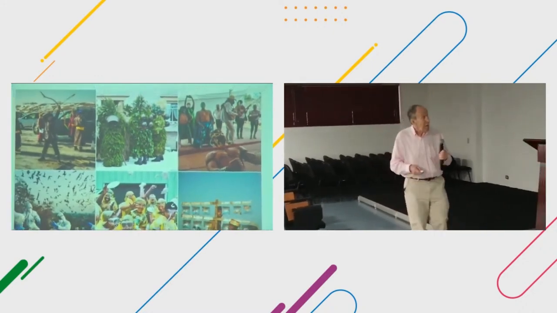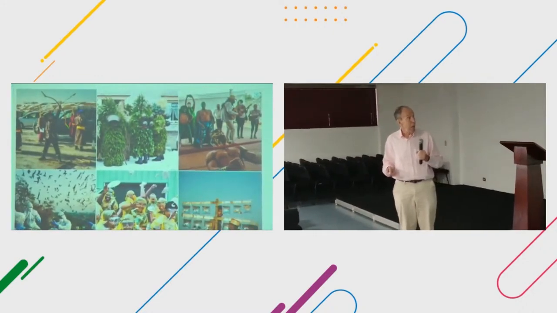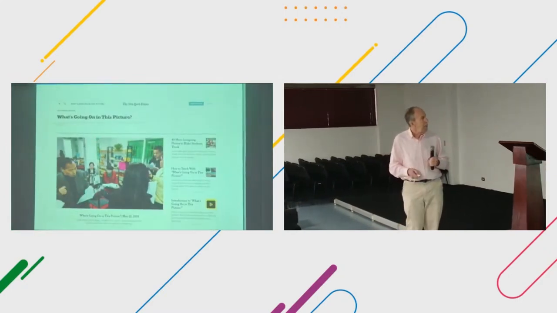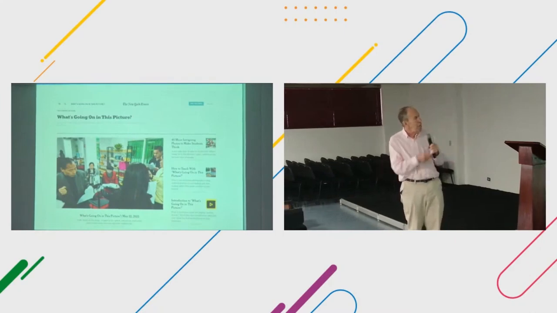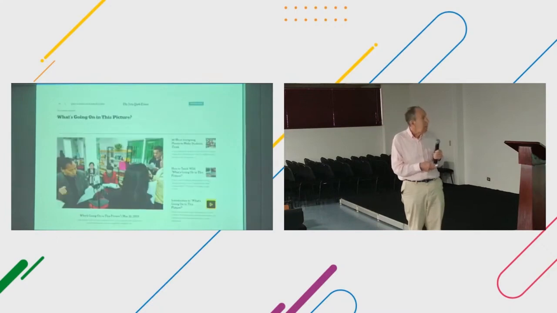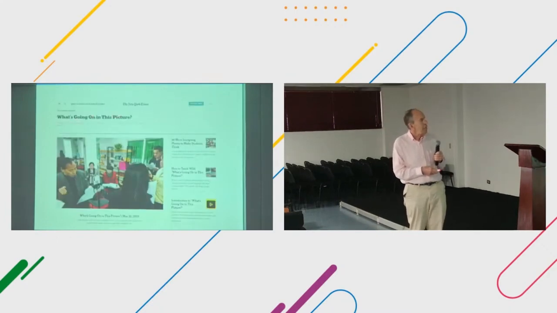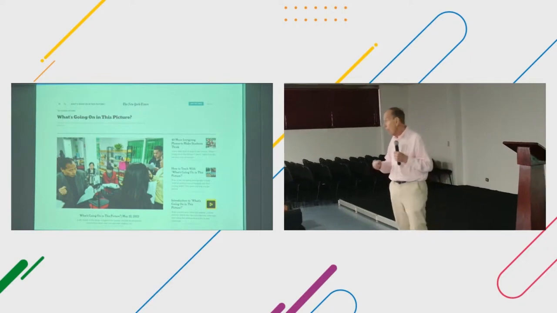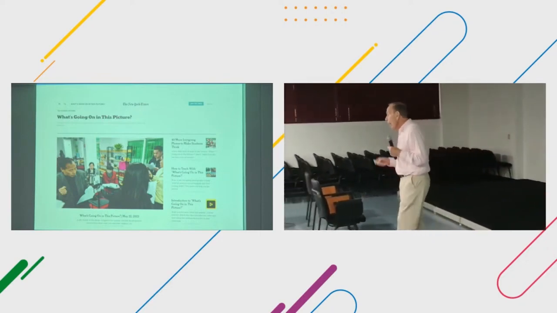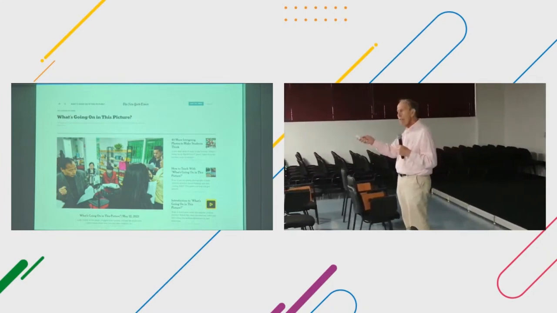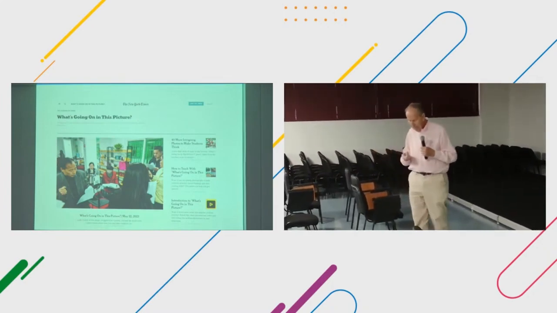Okay. So the Times has some of the best photography in the world. Here is the main page, What's Going On in This Picture. This is from the Times, and if you Google what's going on in this picture, you should be able to access this page. And by the way, do you have the handout? Okay. Everything, the web addresses and everything, is in the handout.